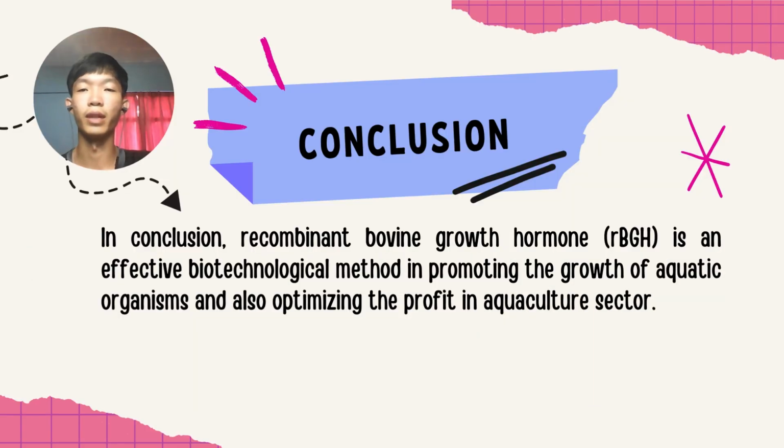Lastly, I would like to end with the conclusion. In conclusion, recombinant bovine growth hormone is an effective biotechnological method in promoting the growth of aquatic organisms and also optimizing the profit in the aquaculture sector.